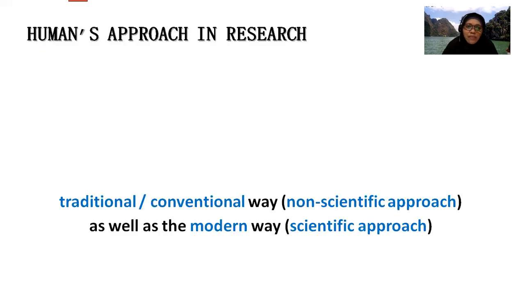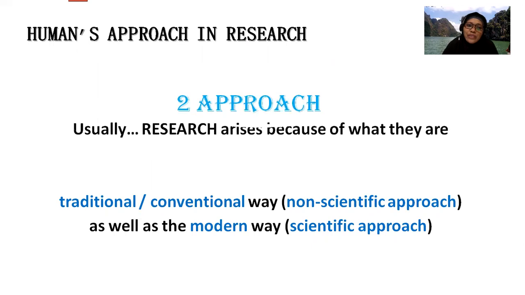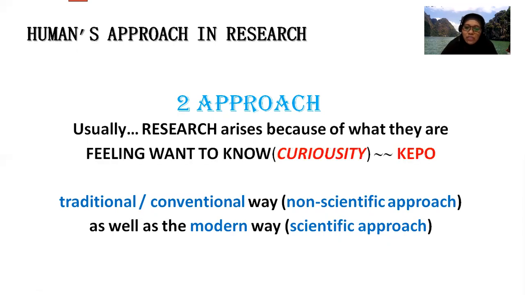And what is the human approach to research? Actually, humans have two approaches to research: the traditional or conventional approach, and the modern way, which is the scientific approach. Why do humans have these approaches? Because they feel the need to know, they have curiosity, and they want to know everything about the object.